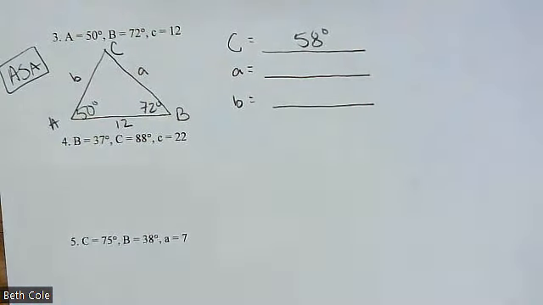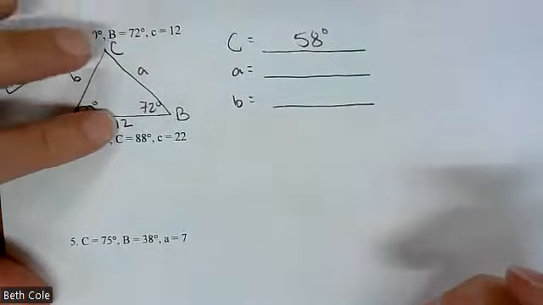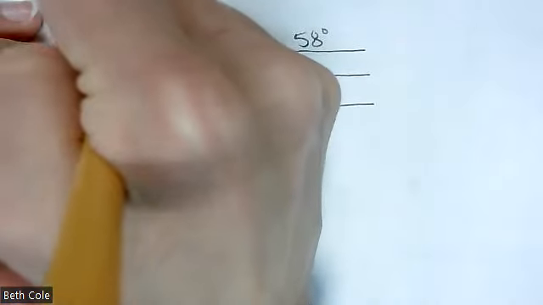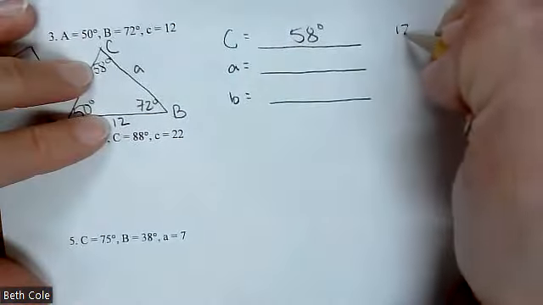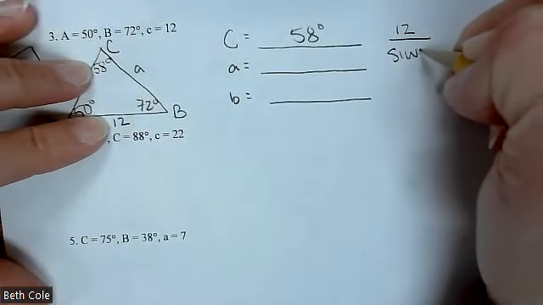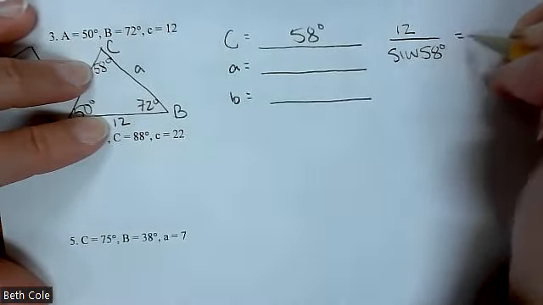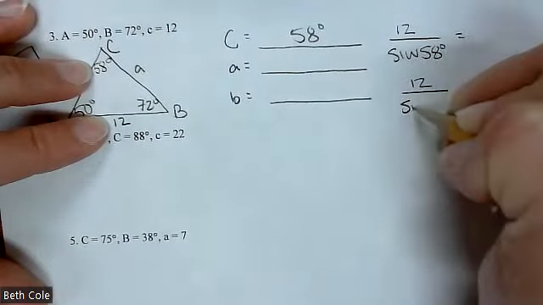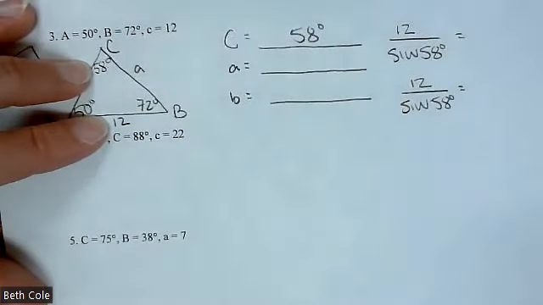Now to set it up, you need a side across from an angle. So do we have that? Yes. Let me put the 58 in the triangle here. It would be 12 over sine of 58. That's how it's going to be. Actually, that's how it's going to be set up for both of them. So I'm just going to go ahead and write it twice.